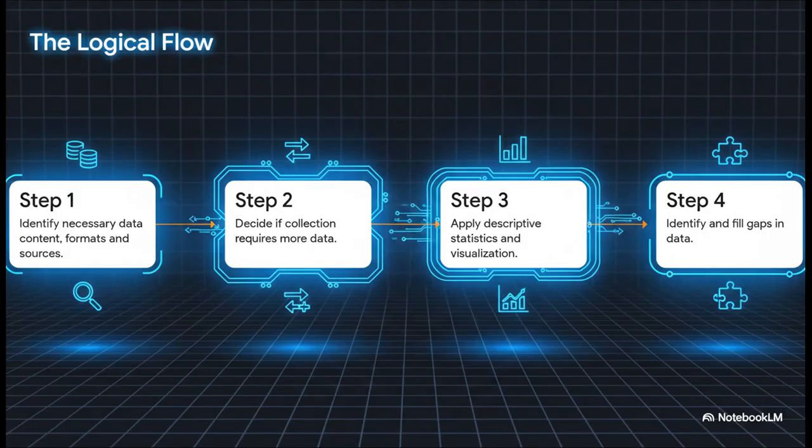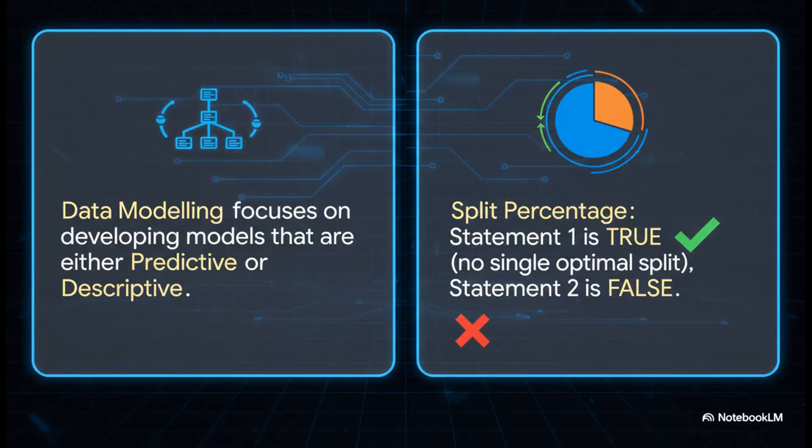Question 4 is all about the logical order of operations. You have to start with step 1, identifying what data you even need, the content, formats, and sources. Then, for step 2, you go out and get it and figure out if you need more. In step 3, you start to actually understand what you have with some basic stats and visuals. And you wrap up with step 4, finding and plugging any holes in your data. That's the flow. Moving on.